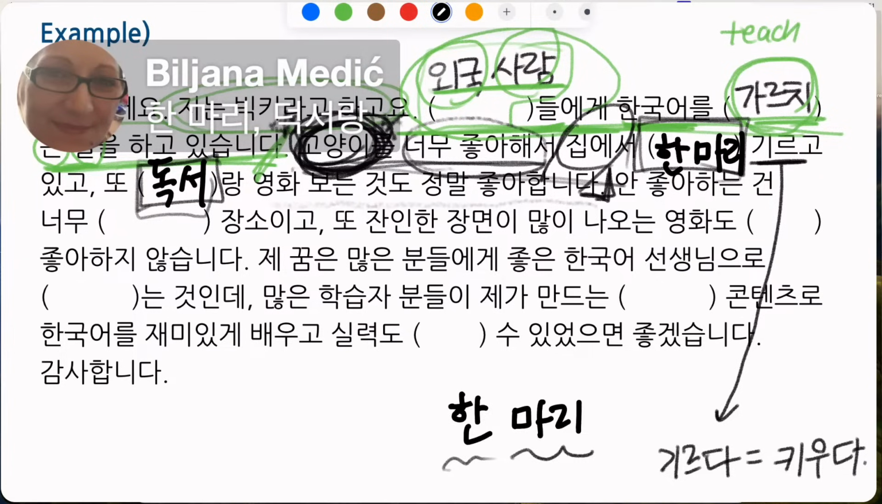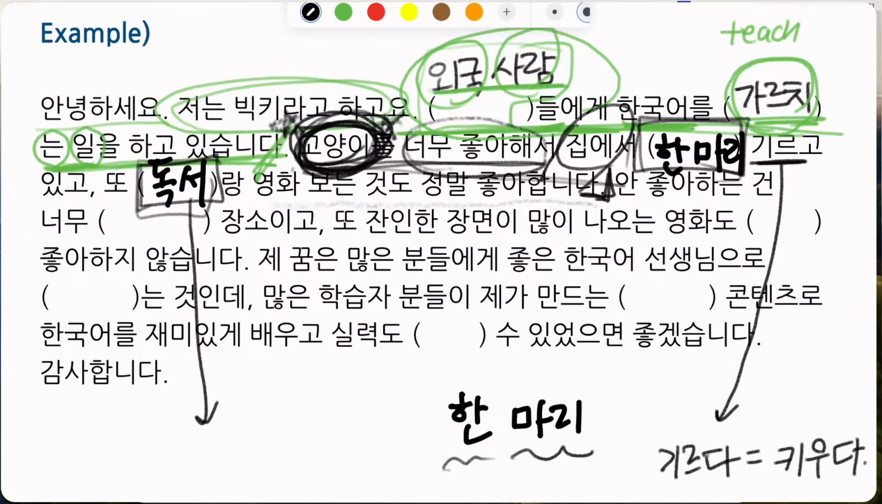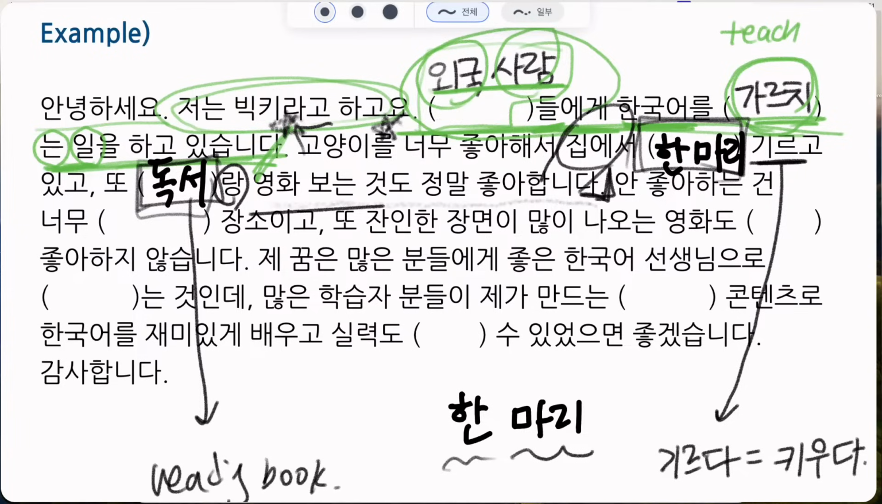Do you guys remember what 독서 means? 독서 means reading a book, right? Reading a book. So, reading book. And 영화 보는 것. Watching movie. 또 정말 좋아합니다. I really like it a lot. 그 다음에 let's move on to the next sentence, guys.